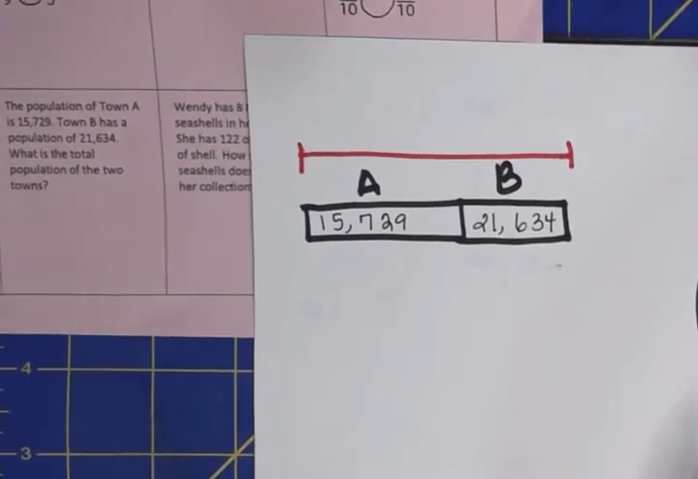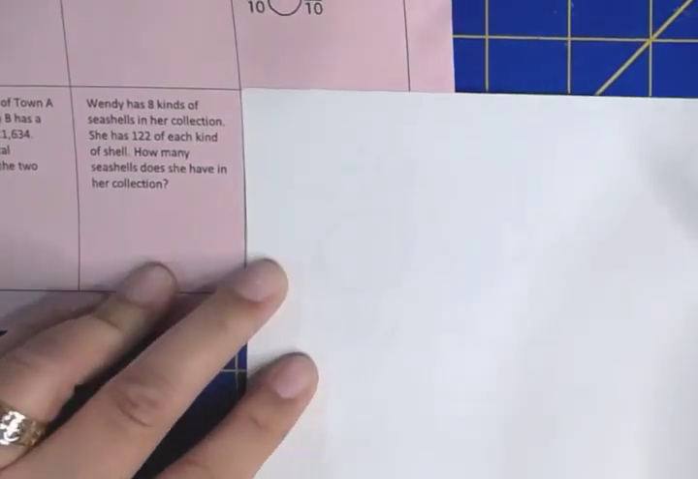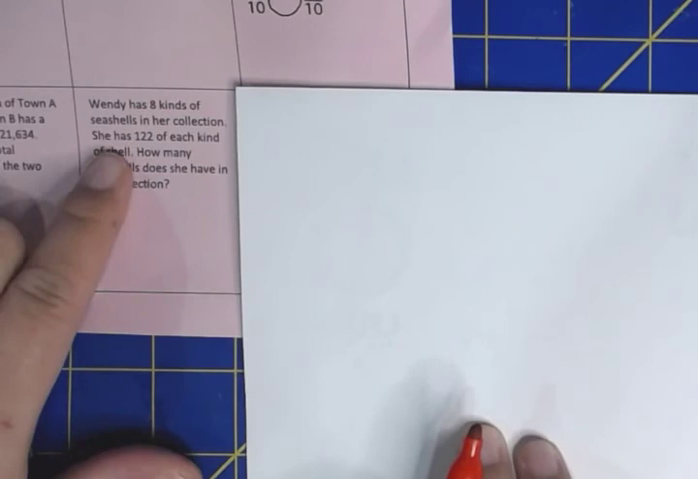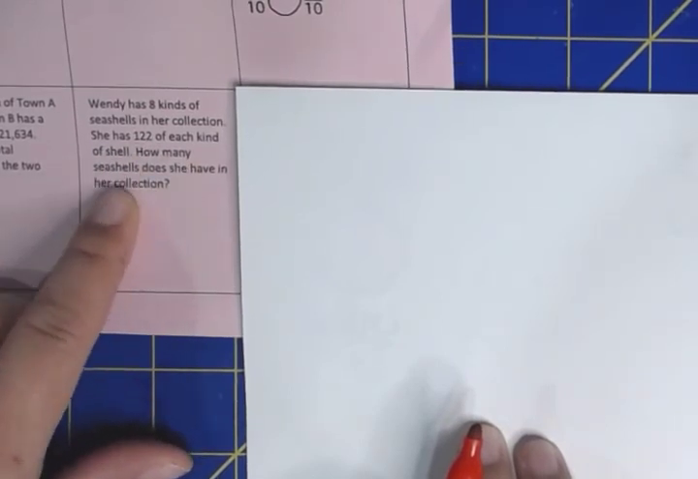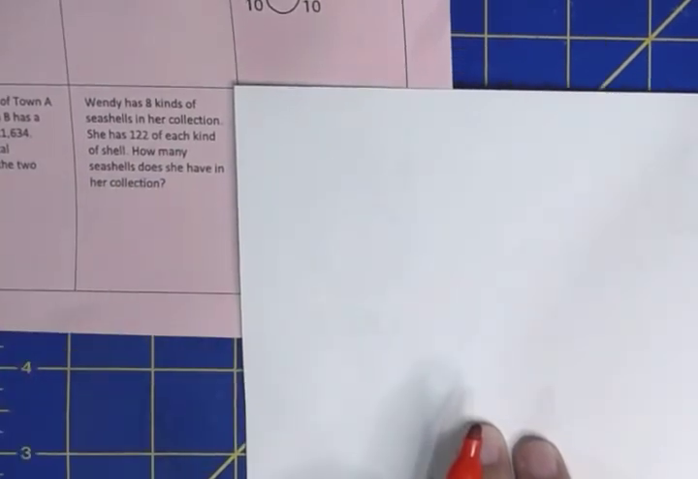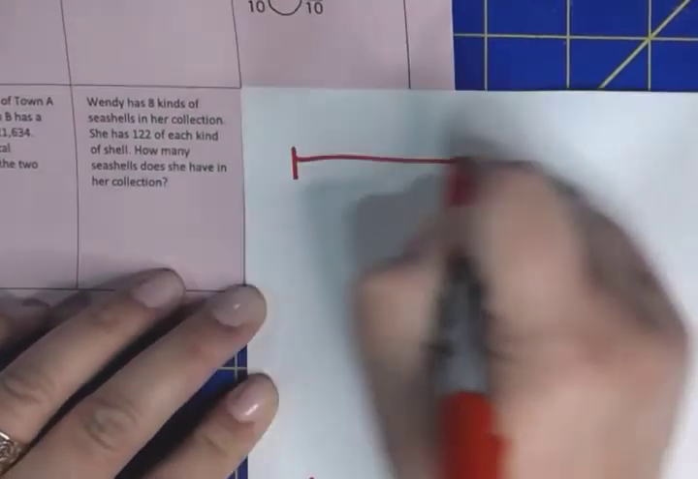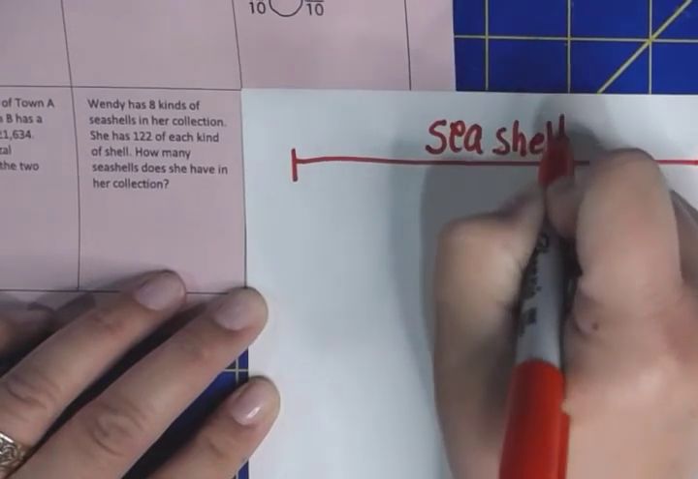All right, let's go to day 4. Wendy has 8 kinds of seashells in her collection. She has 122 of each kind of shell. How many seashells does she have in her collection? So she's got 8 kinds of seashells, and each kind she has 122. So we want to know how many seashells she has.